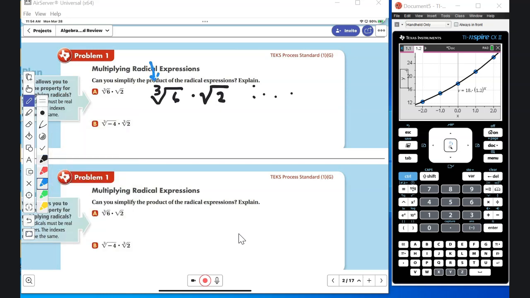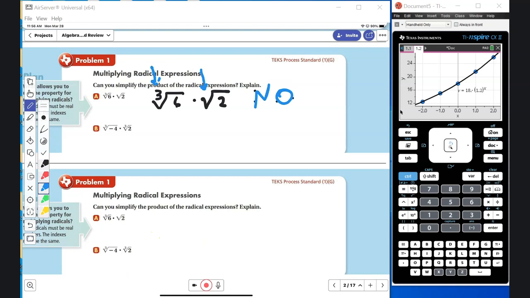This is called an index. And if they're not the same, then you're not able to simplify. So the answer to this would be no. No, you can't simplify.